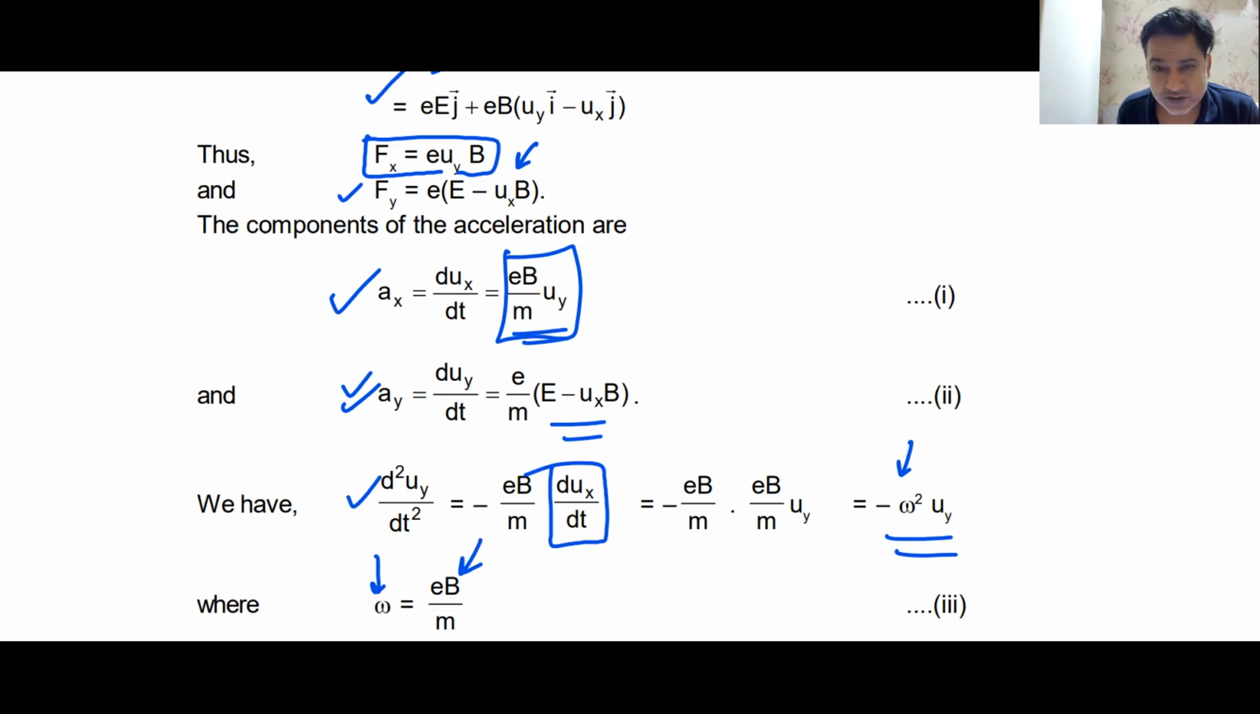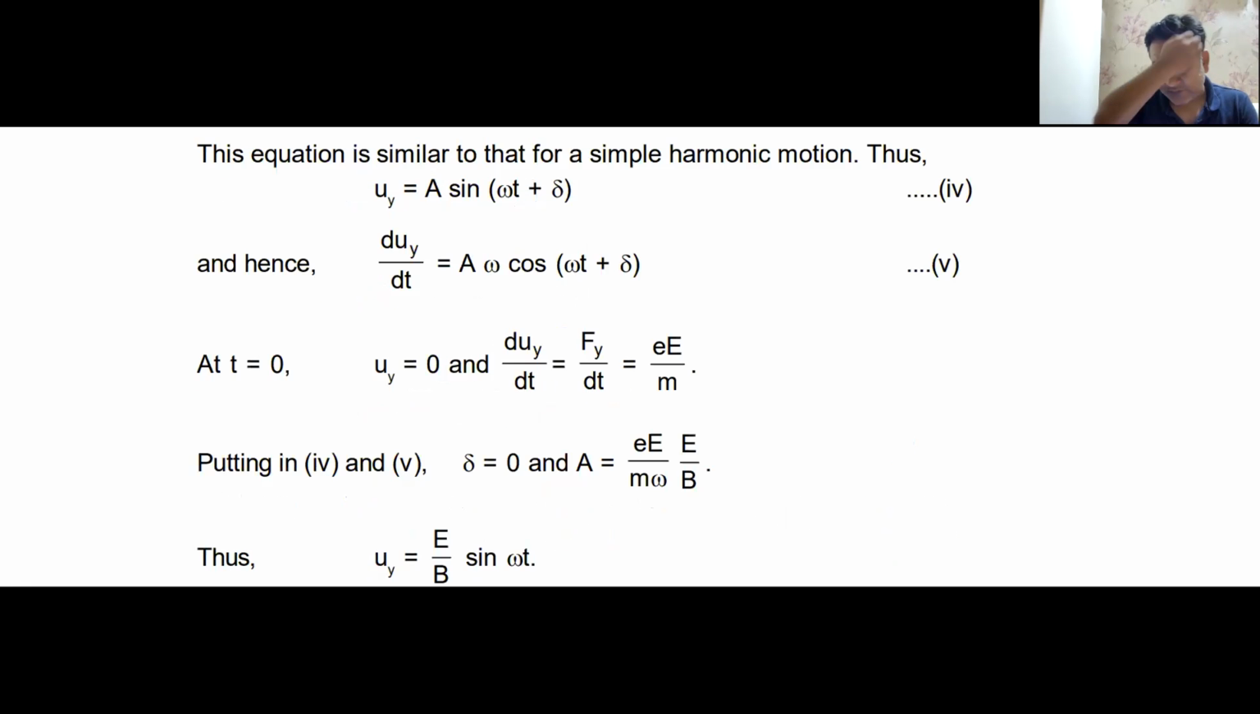So this now becomes the equation of SHM. SHM not in terms of x, but SHM in terms of u. But it doesn't matter, u or x, both are functions of x or y. Whatever happens, you get the value of SHM, and this is how you can imagine it: you can write uy as a sine of omega t plus delta. Then you can find dy by dt and just put in the values.